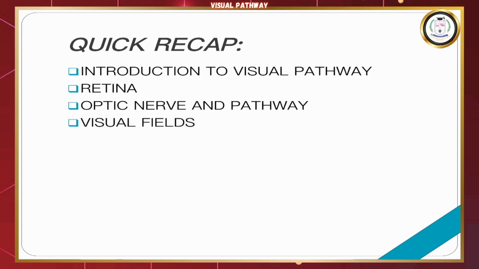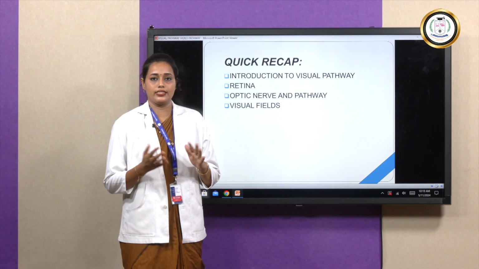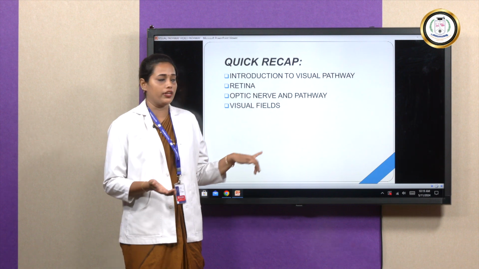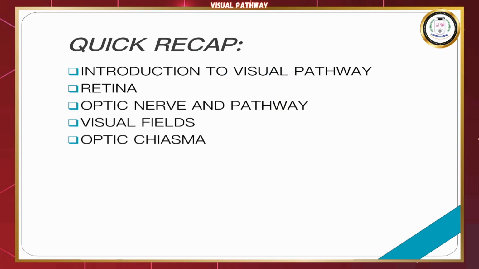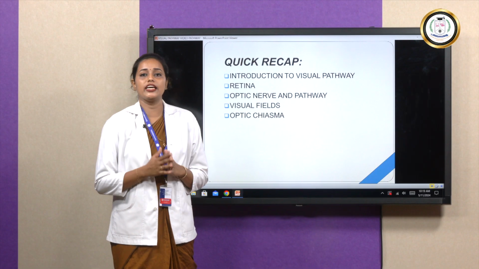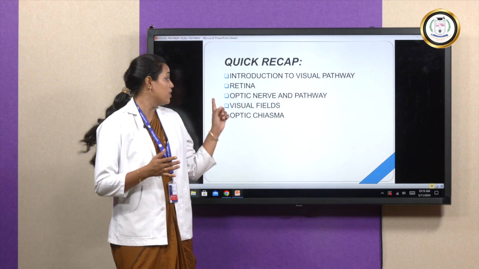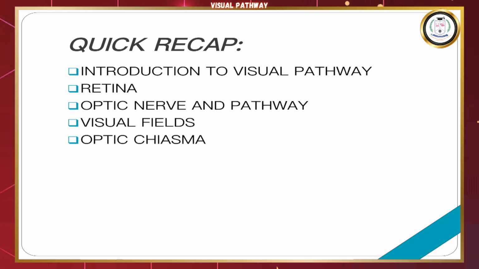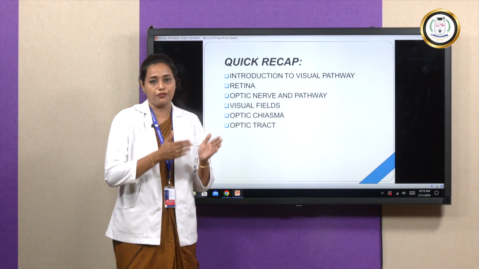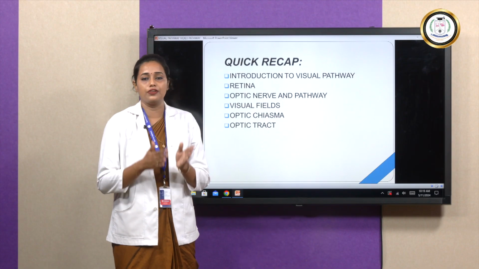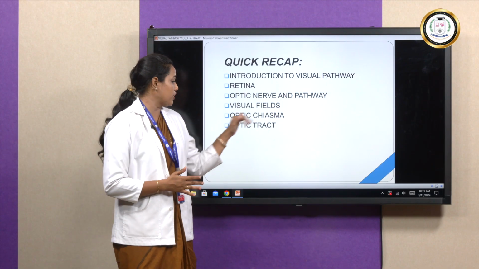So we learned about visual fields. There are two visual fields, one is nasal and the other one is temporal. Then we discussed the optic chiasma. Optic chiasma is a crossing of the medial fibers from the optic nerve. Next, the optic tract. The optic tract consists of one half of ipsilateral fibers and the other half of contralateral fibers from the optic nerve.